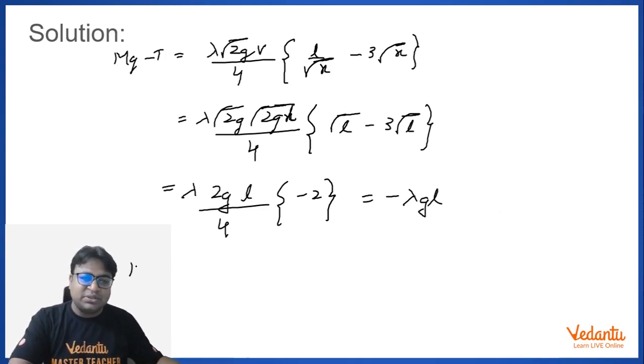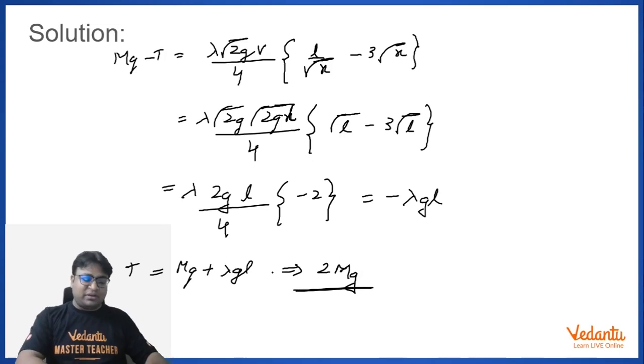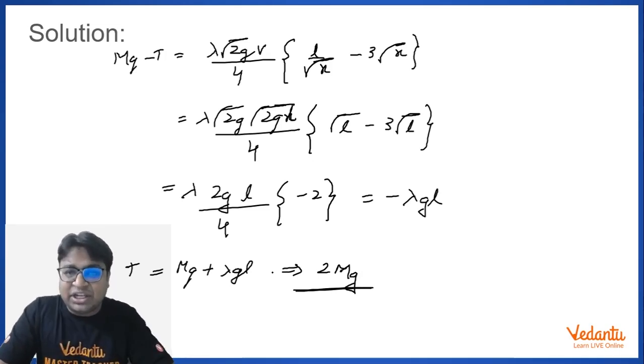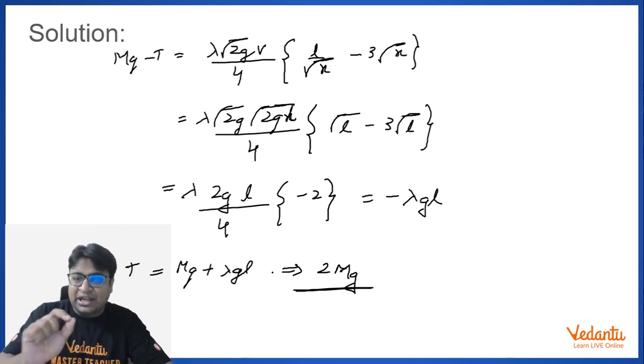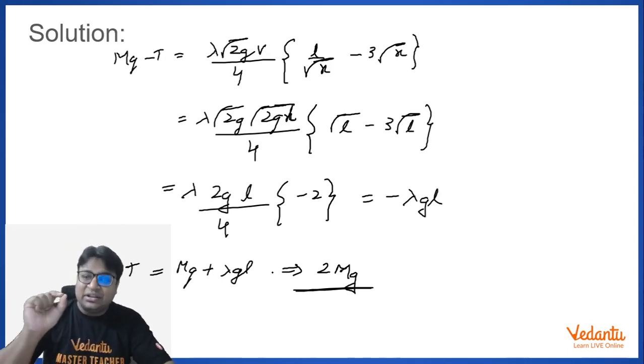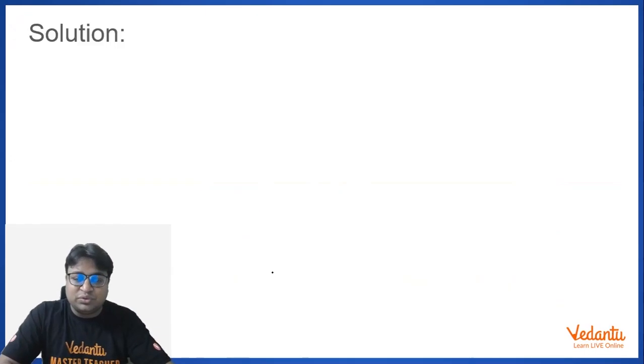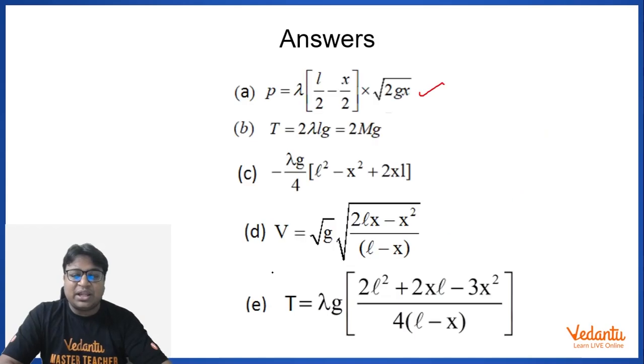So if you ask me the value of tension, it is mg plus lambda GL, which is the same as 2 times mg. All right, so we are getting that at the instant the chain would be completing its fall, the tension at the other end, the end which is still suspended from the ceiling, would be equal to 2 mg. Let's just go back and check. So I guess this part is also correct.